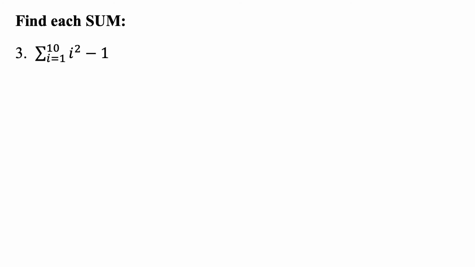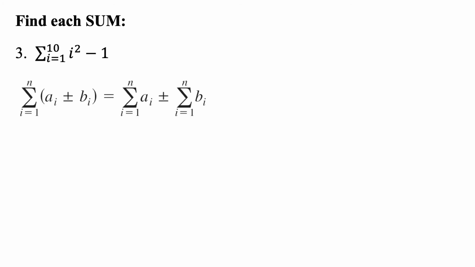All right, for number 3, we have the sum from when i equals 1 to 10 of i squared minus 1. So let's start by using the property that when we are adding or subtracting two terms, we can actually split up our summation. So let's split this into the sum from when i equals 1 to 10 of our first term, which is i squared, minus the sum from when i equals 1 to 10 of our second term, which is 1. So now we have two separate summations that we can work with.